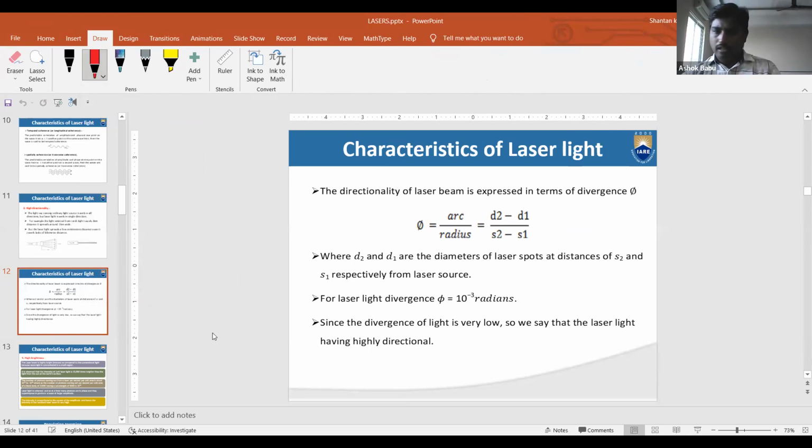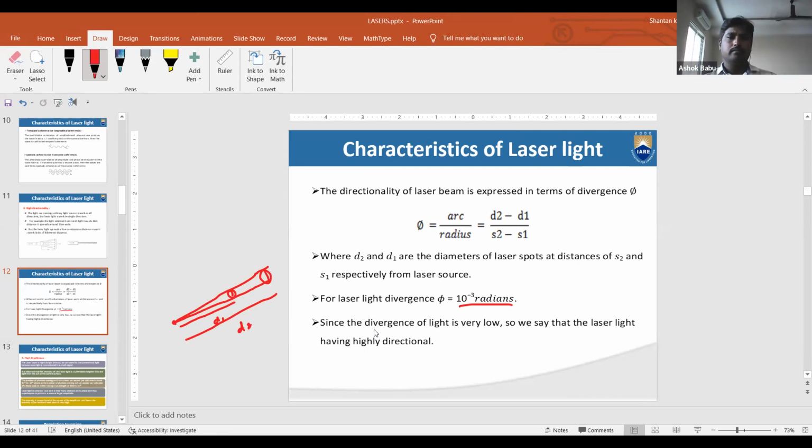If you take laser light from the center, it does not spread much. To find the divergence of a particular laser, we take two points at distances D1 and D2. We can measure the arc and radius R1 and R2 using the formula arc by radius, and so find the divergence of the laser beam. It is usually about 10 power minus 3 radians. Since the divergence is very low, we say that laser light has high directionality.